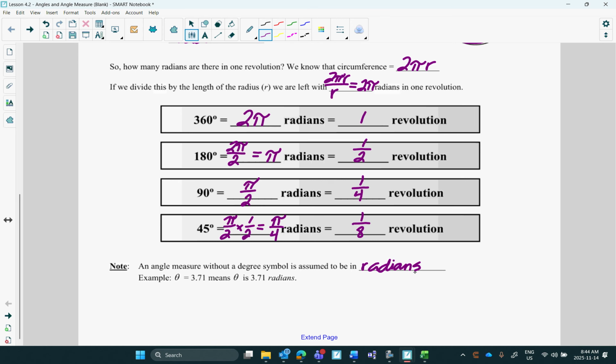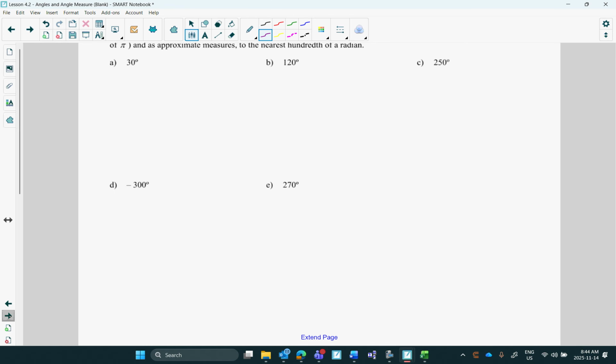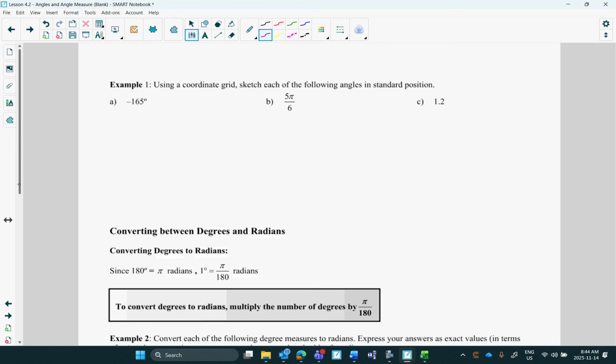So if I said an angle measure was 10, don't think degrees. It's only degrees if I put the little degree symbol. If I say 10, it's 10 radians, which is a very different measure in degrees. Okay. Before we do conversions, let's just sketch a couple.